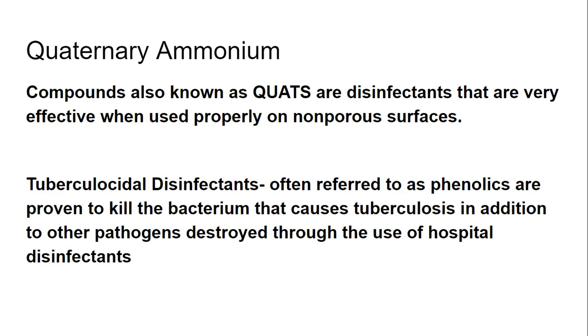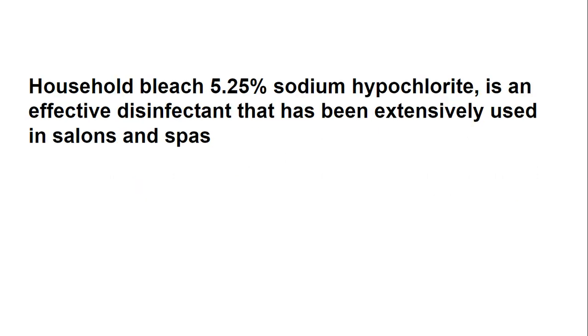Then we have quaternary ammonium compounds, also known as quats, which are disinfectants that are very effective when used properly on non-porous surfaces. Tuberculocidal disinfectants, often referred to as phenolics, are proven to kill the bacterium that causes tuberculosis in addition to other pathogens destroyed through the use of hospital disinfectants. So make sure and know the difference between these. And our household bleach, which is 5.25% sodium hypochlorite, is an effective disinfectant that has been extensively used in salons and spas.